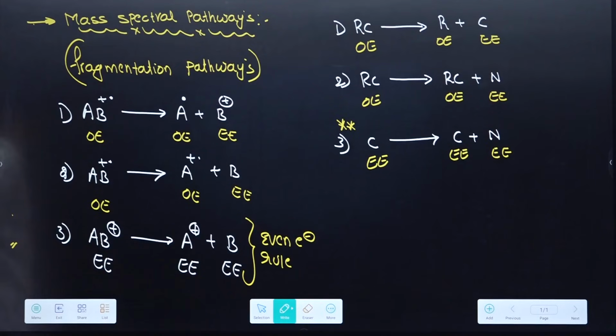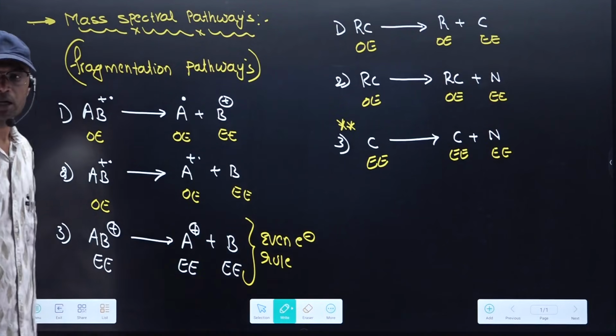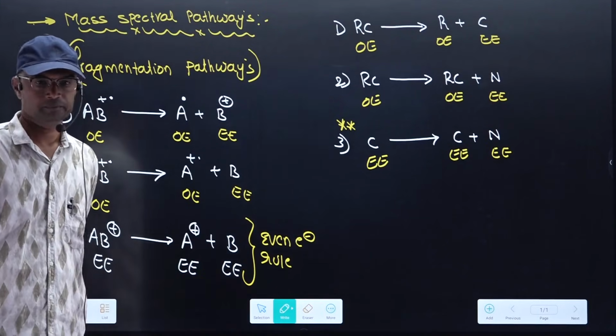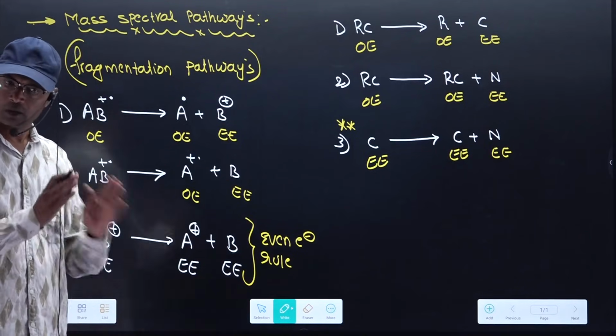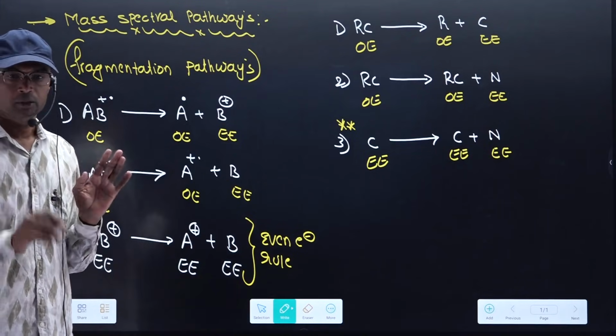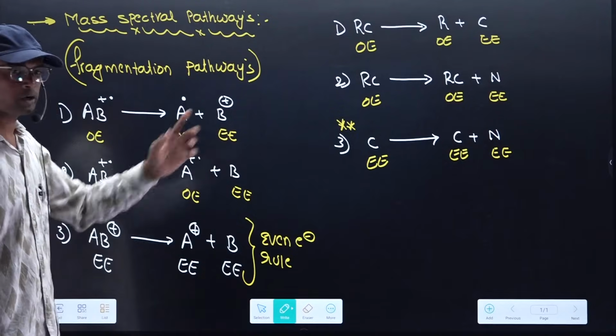So what is the use of these pathways? Only these pathways are allowed. The remaining fragmentations are not expected and are not considered. You can ignore them. Only if they follow these 3 rules is that fragmentation accepted.